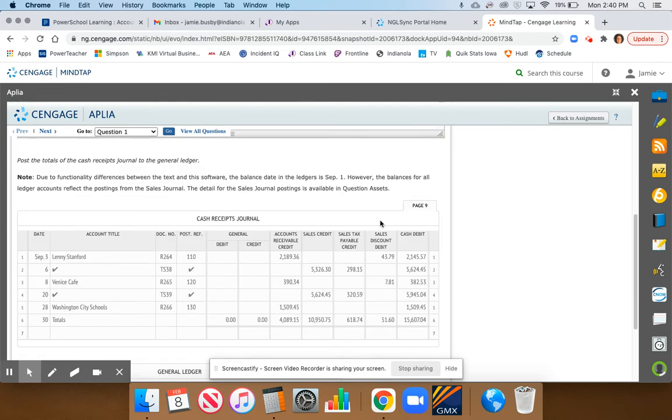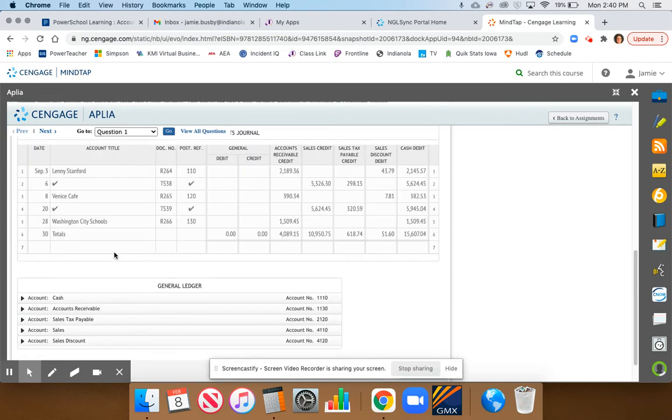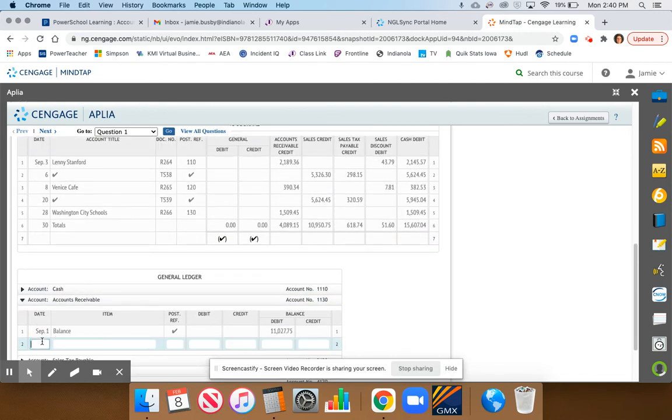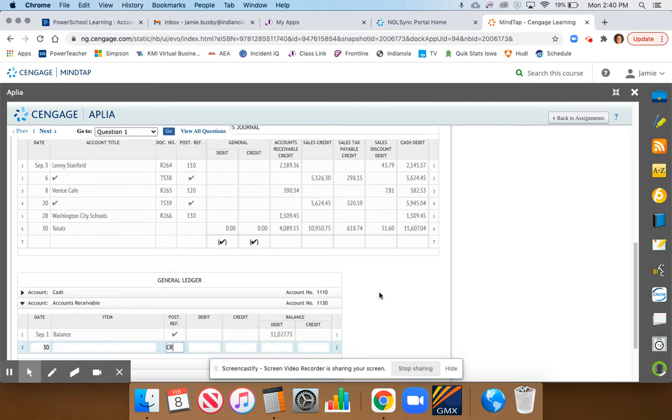Next, we need to post our totals into the general ledger. So we've got our totals here. We don't need to post the general column. We don't have any values, so we could put check marks under those. And then we need to post each of these 5 special amount columns into their specific accounts. So starting with accounts receivable, it is a credit, the last day of the month, so we'll have the 30th. CR for cash receipts journal, page 9.